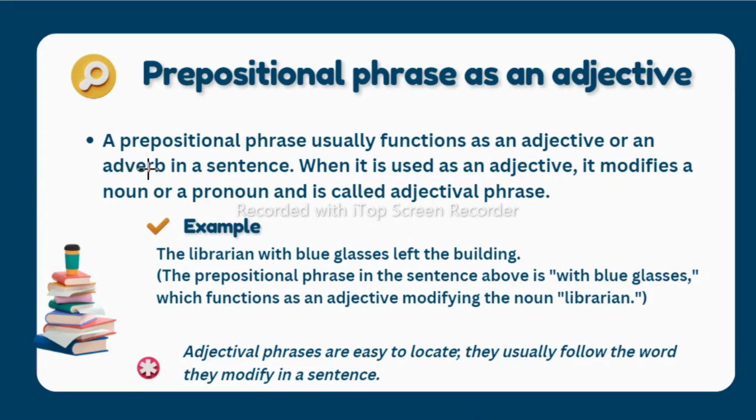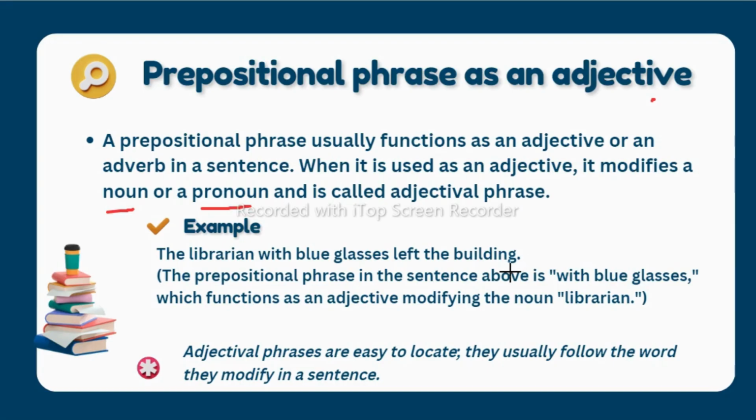So what is meant by this prepositional phrase as an adjective? Adjectival prepositional phrase is very easy. Whenever your prepositional phrase is describing a noun or pronoun, that is called an adjectival prepositional phrase. For example, a prepositional phrase usually functions as an adjective or an adverb in a sentence. When it is used as an adjective, it modifies a noun or pronoun, so it's called an adjectival phrase.